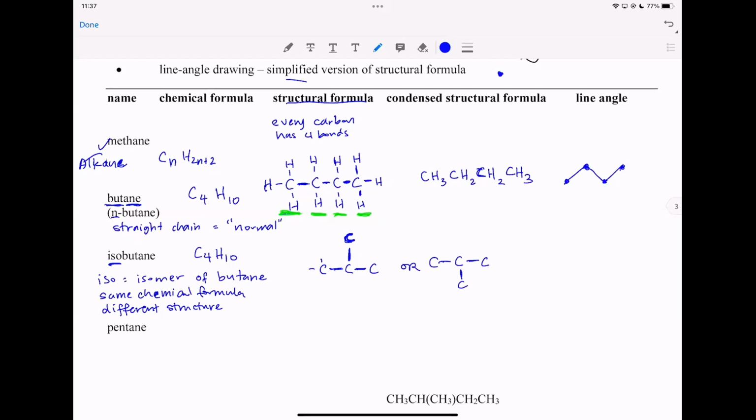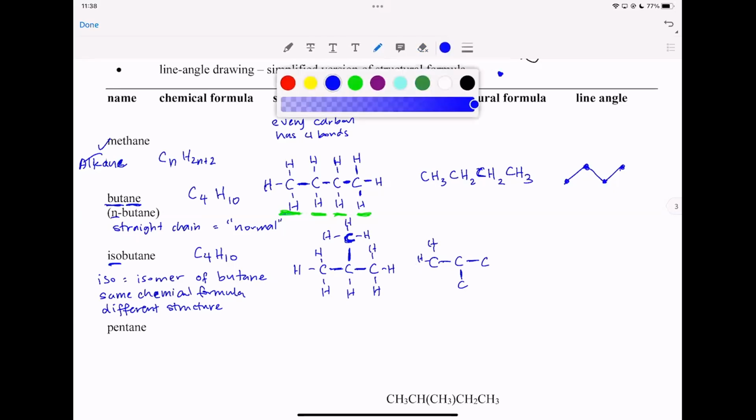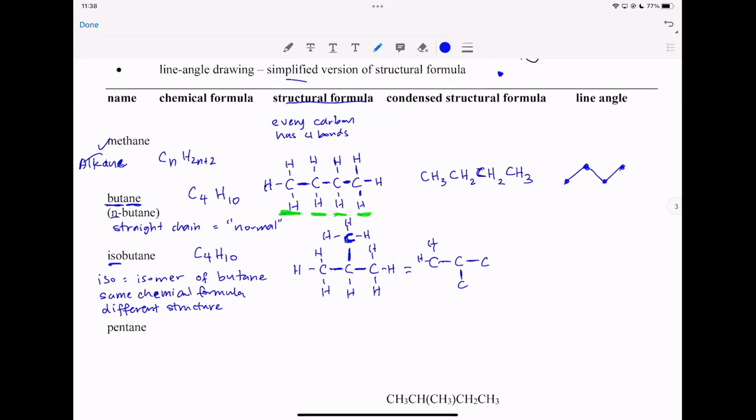So the structural formula will include all of those hydrogens to make sure that every carbon has 4 bonds sticking out of it. That is going to be exactly the same as this one. I'm going to make this an equal sign. Give myself a little more space here. Okay, so these are the same. And every carbon is going to have enough hydrogens, and when you add all those up, it's still 4 carbons and 10 hydrogens.